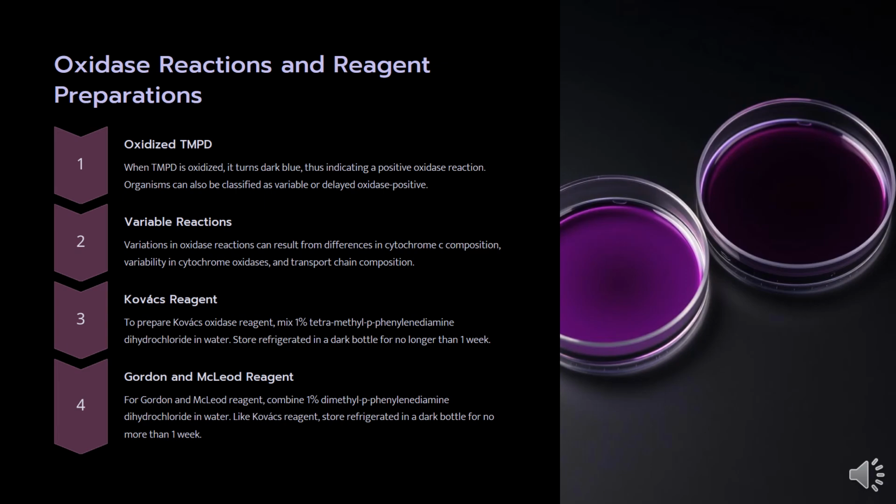To prepare Kovacs reagent, mix 1% tetramethyl p-phenylenediamine dihydrochloride in water. Store refrigerated in a dark bottle for not more than 1 week. Gordon and MacLeod's reagent. For Gordon and MacLeod's reagent, combine 1% dimethyl p-phenylenediamine dihydrochloride in water. Likewise, store in a refrigerated dark bottle for not more than 1 week.